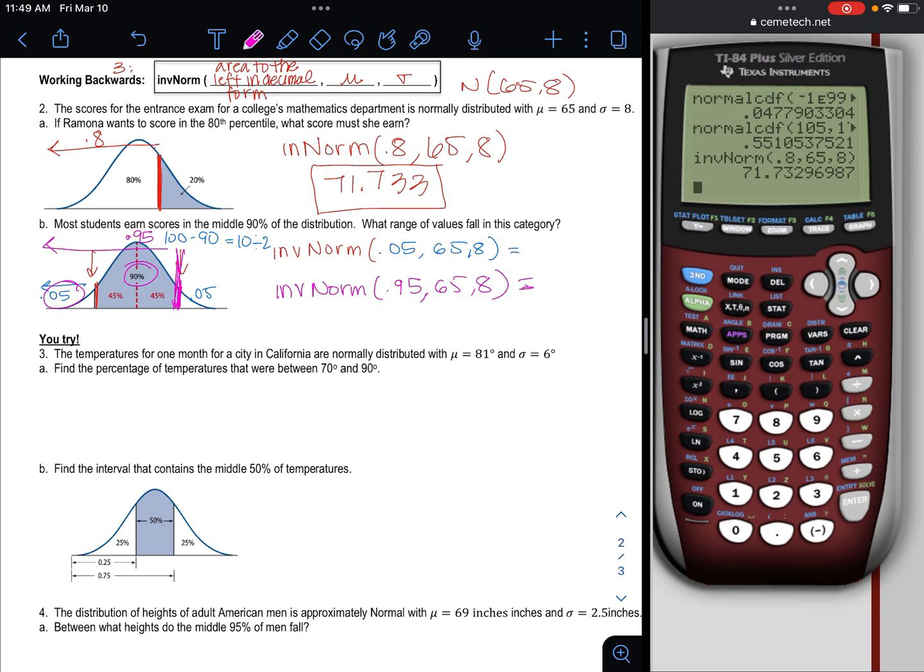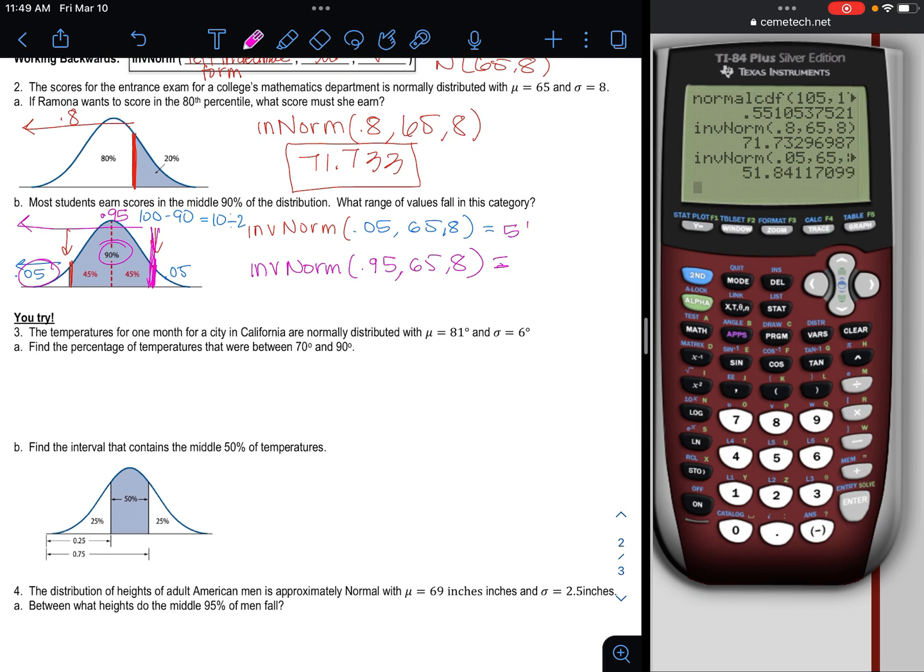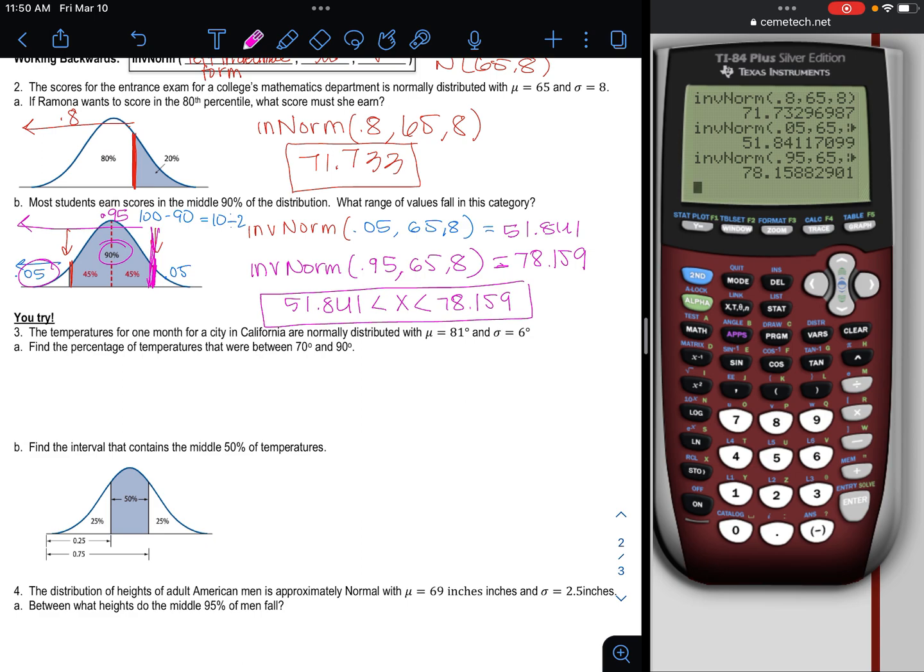Second vars, option number 3, I'm going to do 0.05, mean 65, standard deviation 8. And my first value is 51.841. And then I'm going to do this again. Second vars, option number 3, I'm going to change this area to 0.95. Those are both still correct. Hit paste, hit enter, and I get 78.159. So the x value has to be in between those two. So how we can write our answer is x has to be in between 51.841 and 78.159. You could also write it as a sentence: in between 51.841 and 78.159.